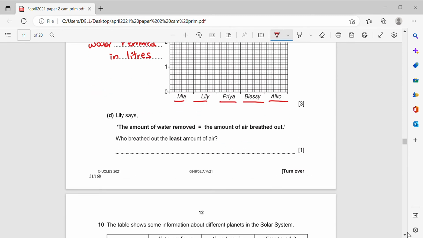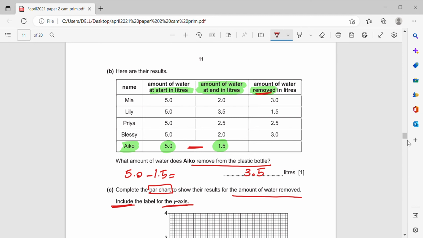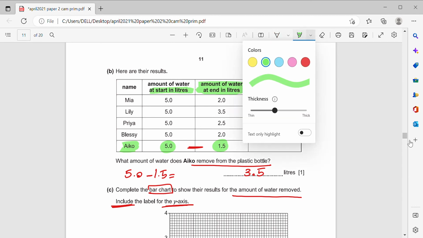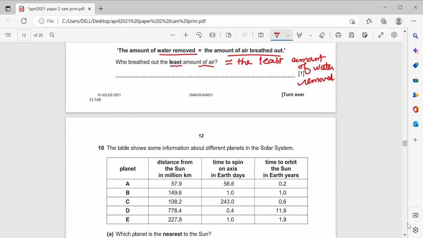Question D. Lily says the amount of water removed equal the amount of air breathed out. ده كلام مظبوط. طب who breathed out the least amount of air؟ يعني in other words ايه؟ the least amount of water removed. مين؟ Lily. علشان Lily's value هنا is the least amount of water removed اللي هي 1.5. يبقى the answer is Lily.